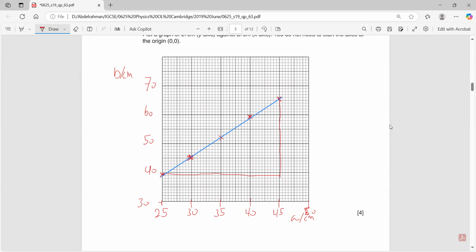Rise over run. Y2 minus y1 over x2 minus x1. Should I extend the line? If you'd like, you can extend this blue line. Should I remove the line? Definitely, you will not remove the line. You have the blue line.